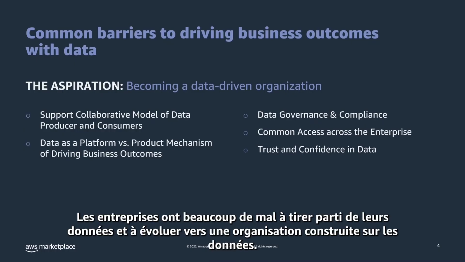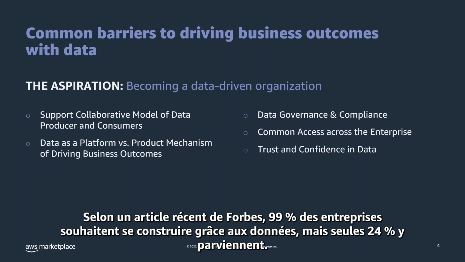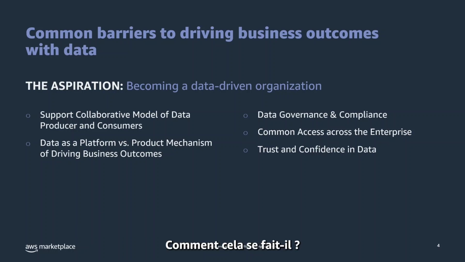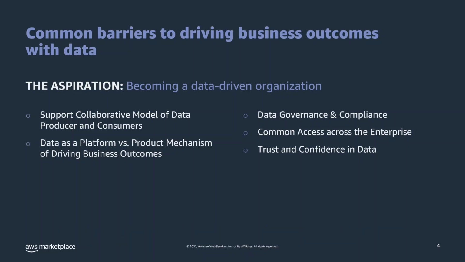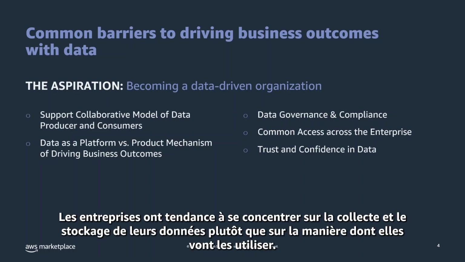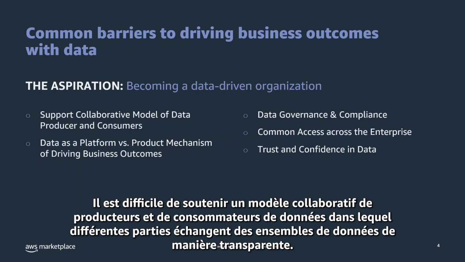Companies are really struggling with getting value from their data and evolving to a data-driven organization. A recent Forbes article suggested that 99% of businesses want to become data-driven, but only 24% have been successful. Why is that? Well, there are certain barriers to drive business outcomes with data. Companies tend to focus on collecting and storing their data rather than focusing on how they are going to use it. They struggle in supporting a collaborative model of data producers and consumers where different parties seamlessly exchange data assets.